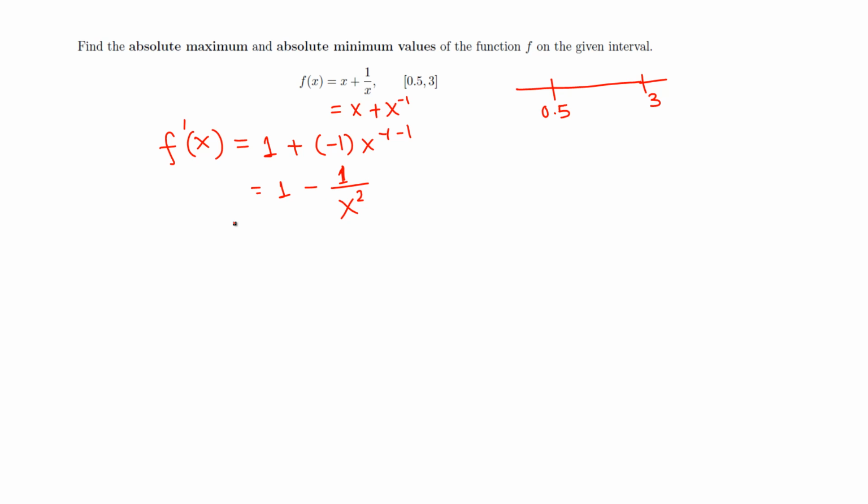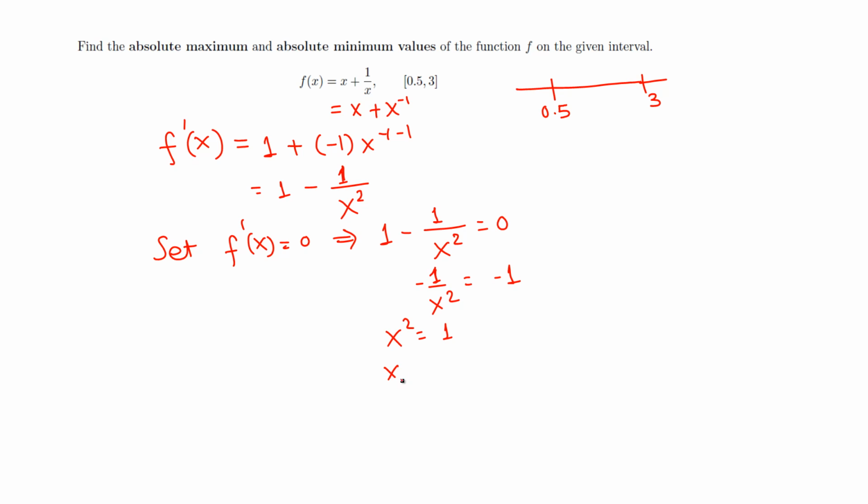Okay, that's the derivative. Now to find the critical numbers, we set the derivative equal to 0. That means 1 minus 1 over x squared equals 0. Now solve for x. Subtract 1 from both sides. We get negative 1 over x squared equals negative 1. We can cancel the negative from both sides. Cross multiply, because 1 is 1 over 1. We get x squared equals 1. Take the square root of both sides, so x equals plus or minus 1. That means we got two critical numbers, plus 1 and minus 1.